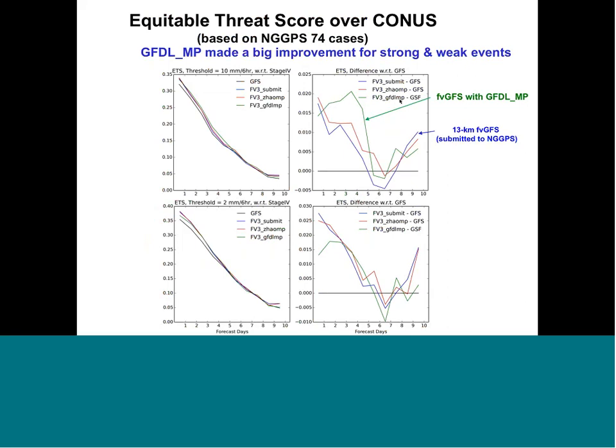You have to look at something more realistic, something like hurricane, and we did. But I don't have time to show you all of this. This is showing the equitable threat score for precipitation over the continental United States. And again, the green one is the GFDL physics with FV3, and the 0.9 is the operational GFS product. And pretty much we outperformed the operational product very significantly. Here it's 2%. Here, close to the weak event, it goes to 0.03. This is a very substantial improvement, not easy to achieve by changing any single model component.